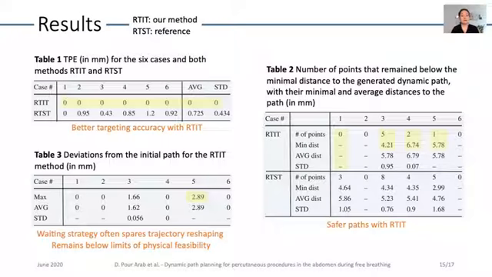The 3 tables on this slide show the results of our experiments. Tables 1 and 2 underline that our RTIT method performs better than the reference method in terms of safety and accuracy of the targeting. Table 3 underlines that no deviation above 2.89 mm was necessary, which remains within the range of what is physically reproducible during an intervention.